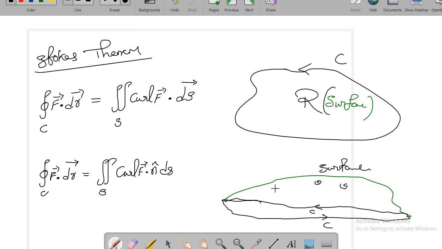the flux of curl F across this surface will be equal to the circulation along the boundary. So that's what this relation says. The first integral is for circulation along C, whereas the second integral is for flux of curl F. Okay.